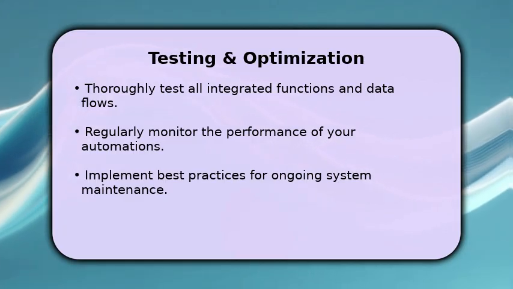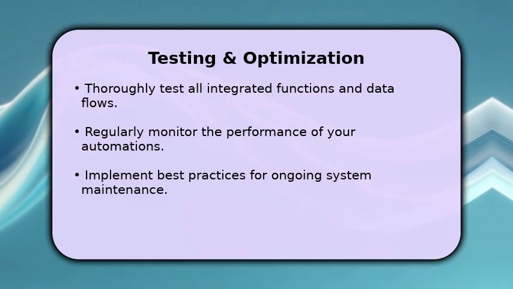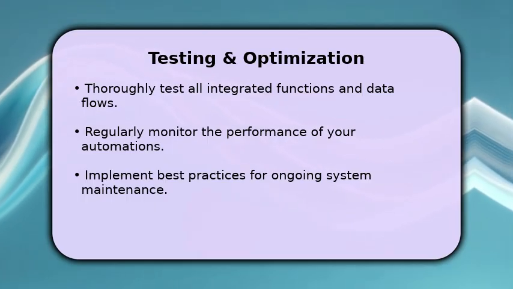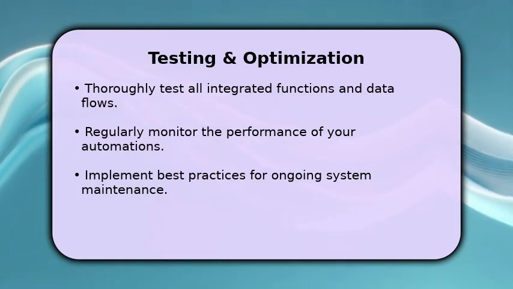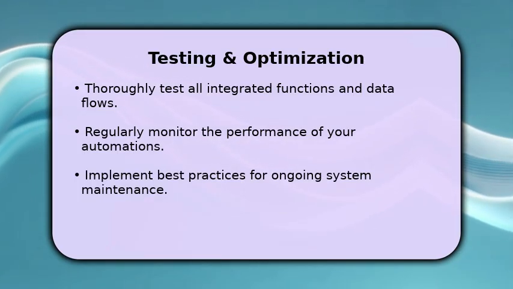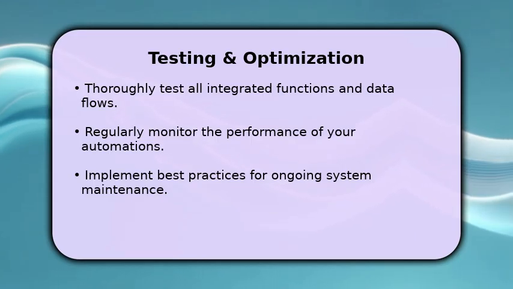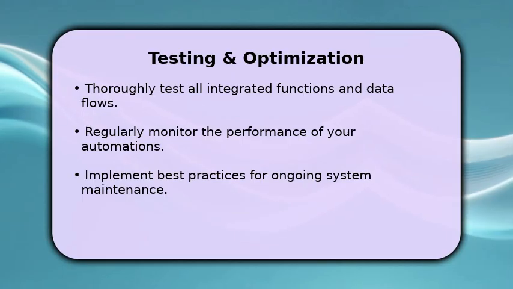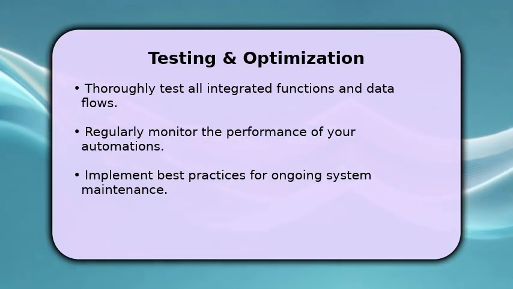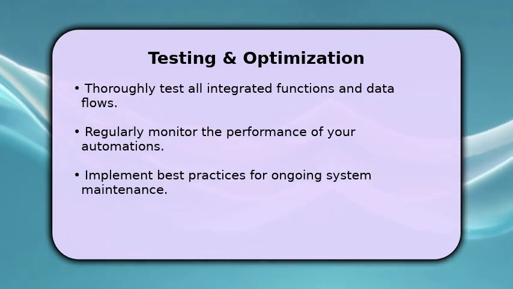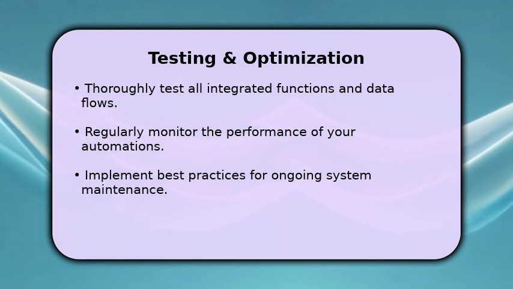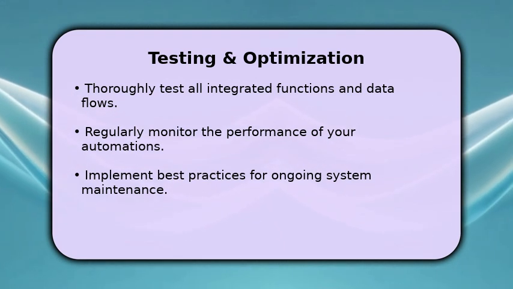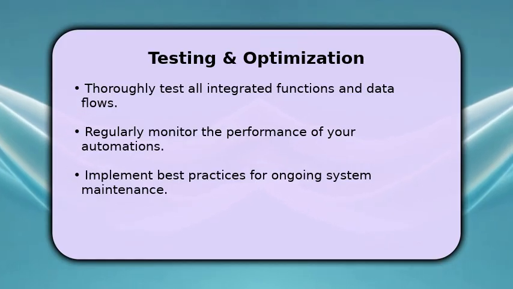After setting up your integration and automations, it is crucial to perform comprehensive testing. Place a few test orders in Shopify to ensure customer data and order information are correctly transferred to Go High Level. Verify that all your automated workflows trigger as expected. Continuously monitor the integration's performance and make adjustments as needed. Regular review and optimization will ensure your Shopify and Go High Level integration operates smoothly and efficiently, delivering maximum value to your business.